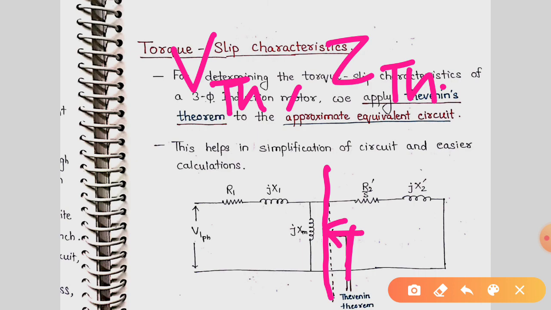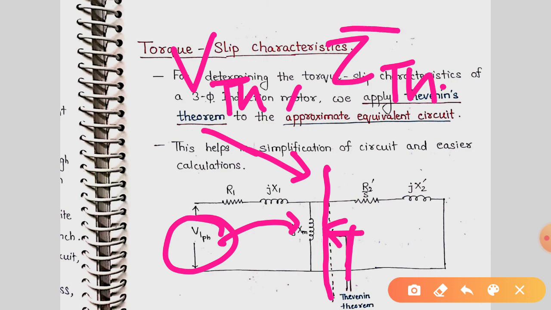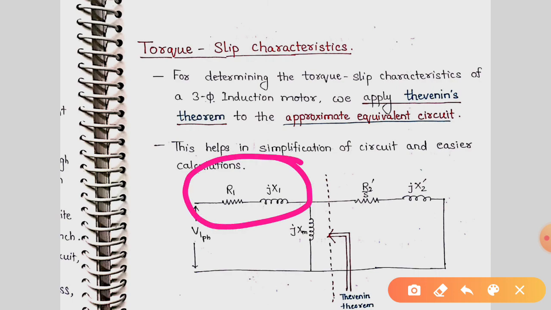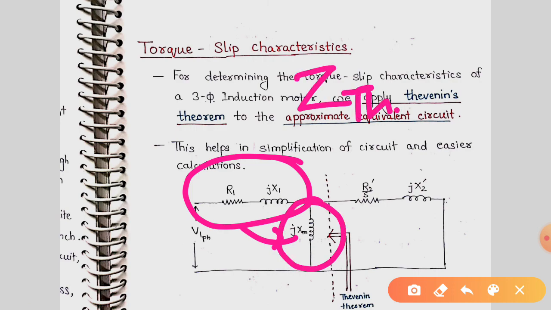Now VTH will be the voltage which appears across this JXM, and for finding ZTH, we need to take this R1 plus JX1 in parallel with this JXM. That will give us ZTH. So now let's see how to find VTH and ZTH.